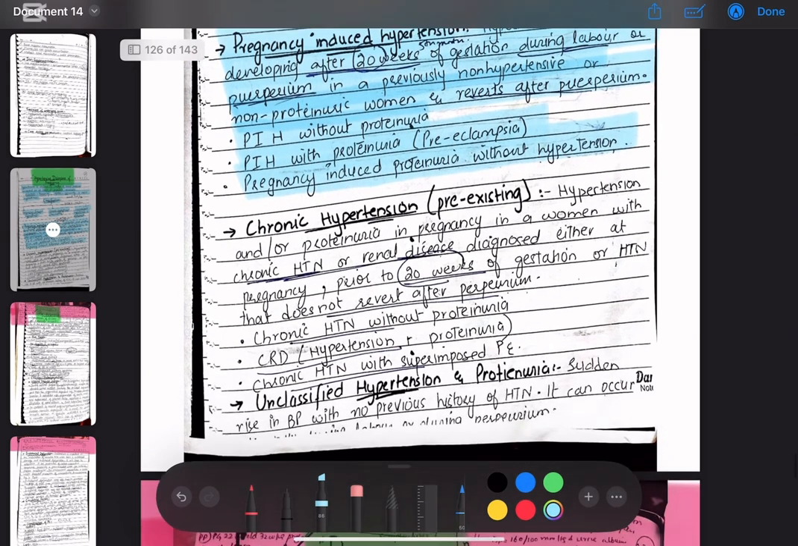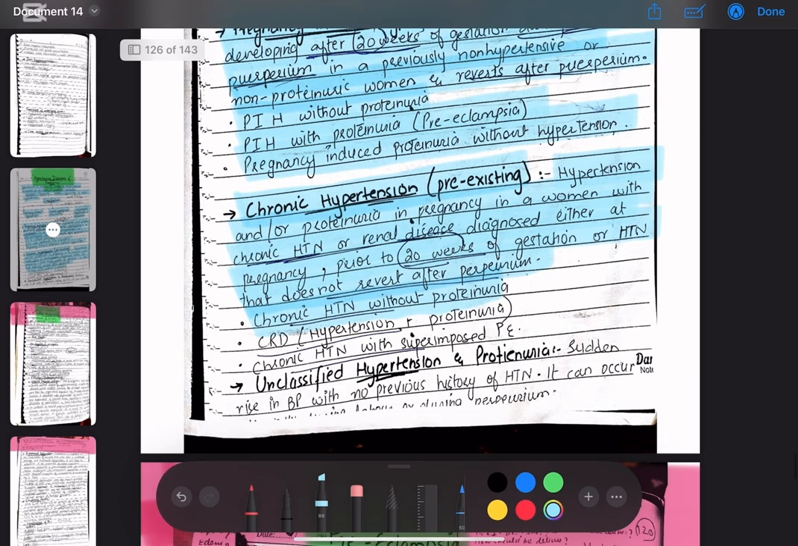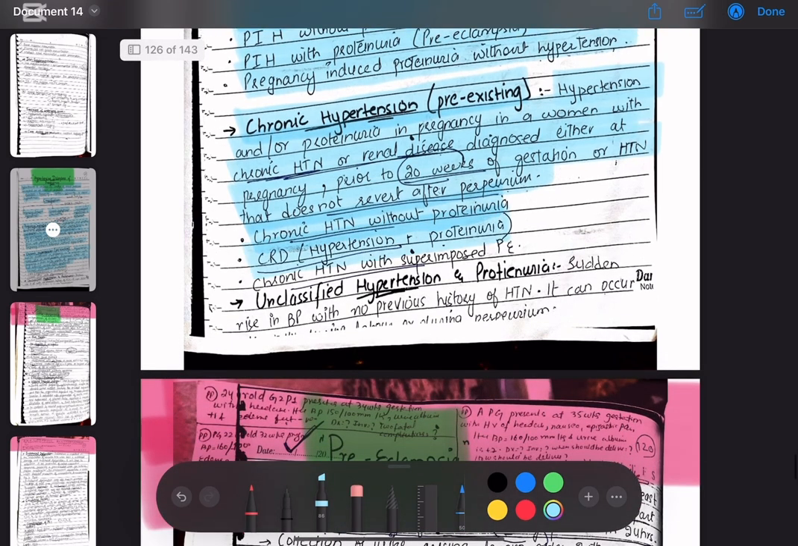Now we have chronic hypertension, which is also called pre-existing hypertension. It is hypertension or proteinuria in pregnancy in a woman with chronic hypertension or renal disease, diagnosed either prior to 20 weeks of gestation, or hypertension that does not revert after puerperium. The types are chronic hypertension without proteinuria, chronic hypertension with proteinuria, and chronic hypertension with superimposed PE.